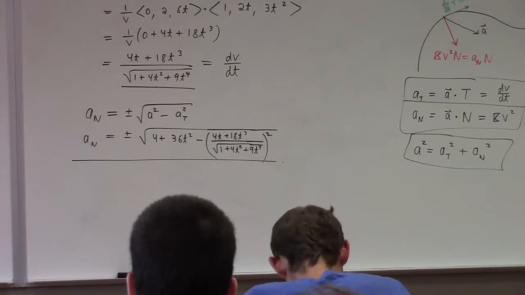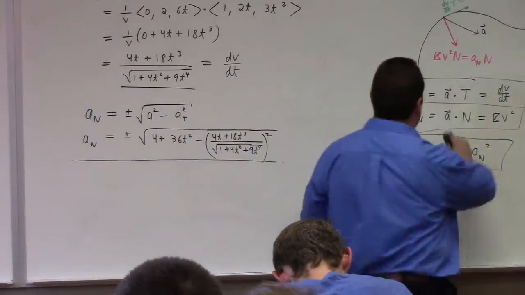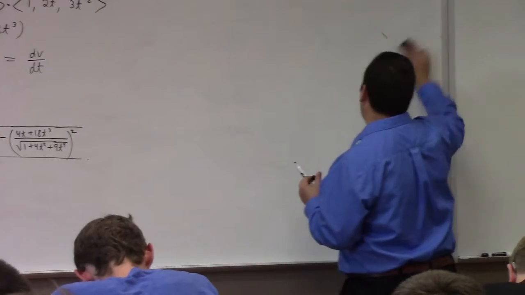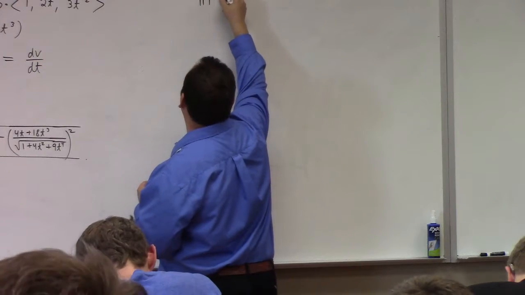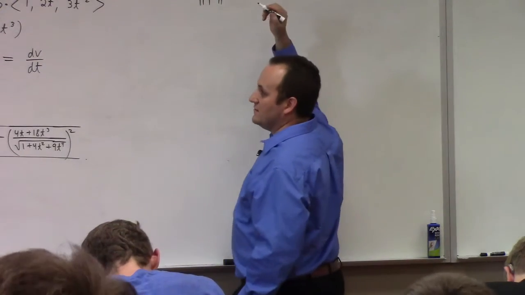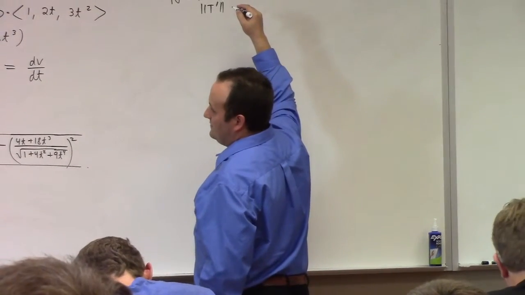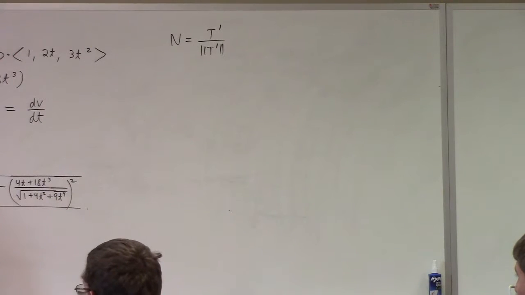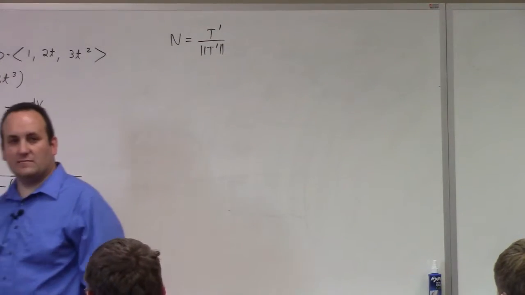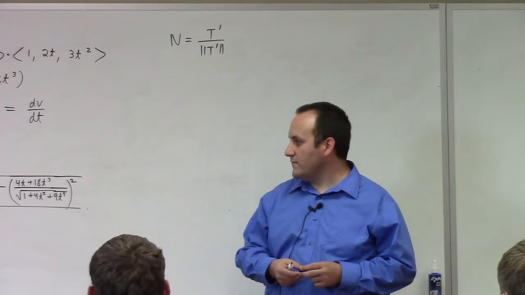Why don't I want to calculate n? What is n? Yeah, n is t prime divided by the length of t prime, which is not fun, because t is that. See? I'd have to differentiate this and then normalize it, and that would give me n. And I don't really want to do that. I don't know. I haven't thought about it.